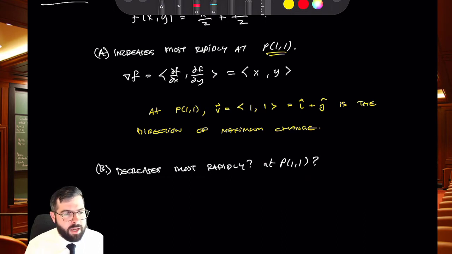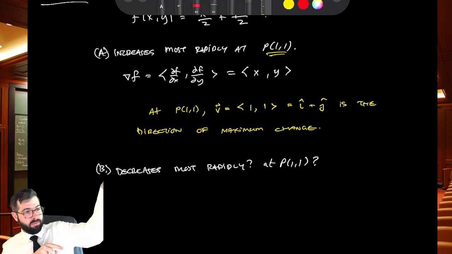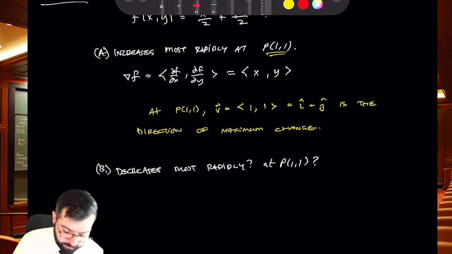Well, it's just going to be the opposite direction, right? If it's the steepest in this direction, the steepest positive change, the opposite is going to be the steepest in the negative direction. Okay, so it's the opposite of that vector.